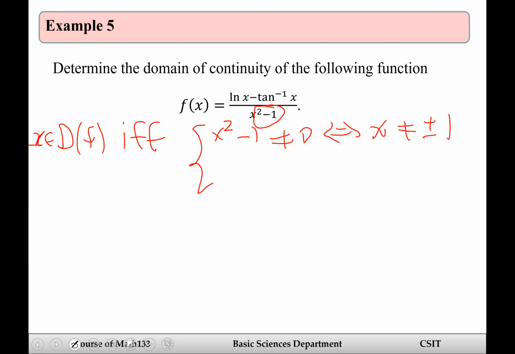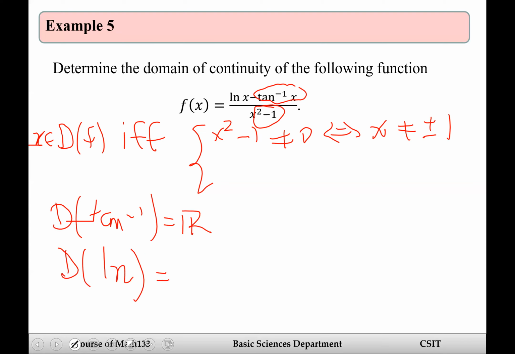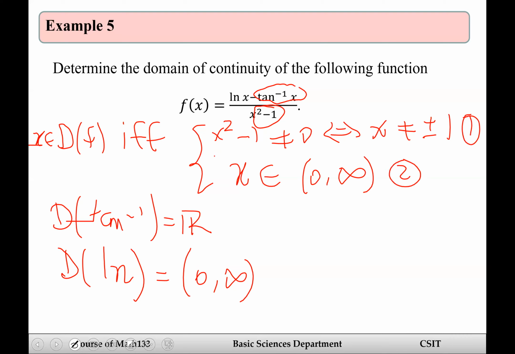Also, we have something inside the tan inverse. But the domain of tan inverse is all real numbers, so no restriction for that. However, the domain of ln is (0, infinity). So we must have x in (0, infinity). So look at conditions 1 and 2. Of course, we have to satisfy both of them. There is an 'and', so we take the intersection of 1 and 2.